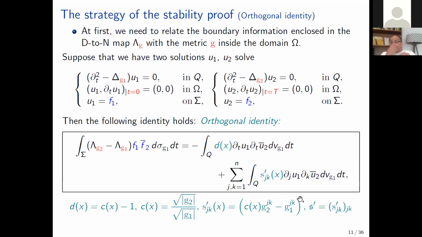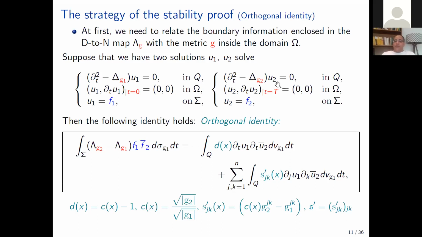Okay, let me give you now the global strategy of the proof of the uniqueness in our inverse problem. At first, we need to relate the boundary information enclosed in the Dirichlet-to-Neumann map, Lambda_g, the information that we have, with the metric g inside the domain Omega. For the moment, assume that we have two solutions, u1 and u2. u1 is a solution to the forward wave equation with the metric g1, with initial data equal to zero, and the boundary condition f1.